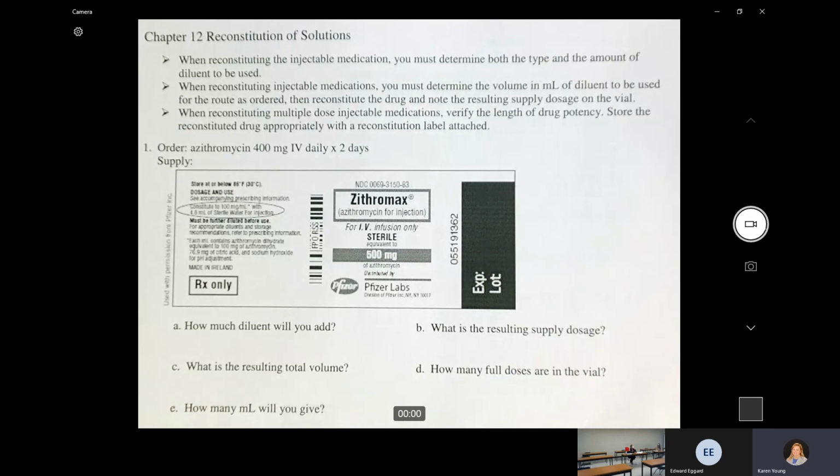All right, with reconstitutional solutions, what we have is dry powder or a real thick solution, okay? And if you have the dry powder, you're going to add so much water, so much diluent. A lot of time it's sterile water. Sometimes it's a different type of diluent. We're not going to worry about the type of diluent. We're just worried about how much diluent, because all we're worried about in this class is the calculations.